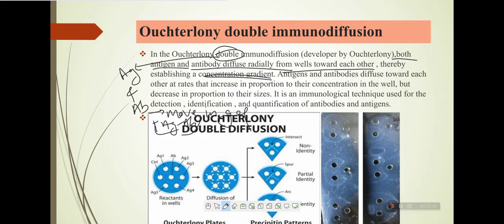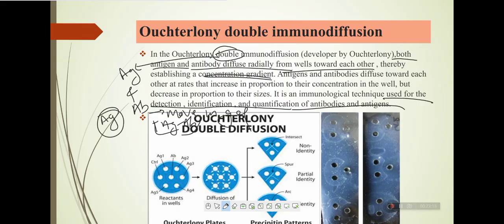Antigen and antibody diffuse toward each other at a rate that increases in proportion to their concentration in the well, but decreases in proportion to their size. It is an immunological technique used for the detection, identification and quantification of antibody and antigen. By this method, we easily identify both antigen and antibody. In radial immunodiffusion, we use only one type of antigen, but in double immunodiffusion, we can use more than one type of antigen.